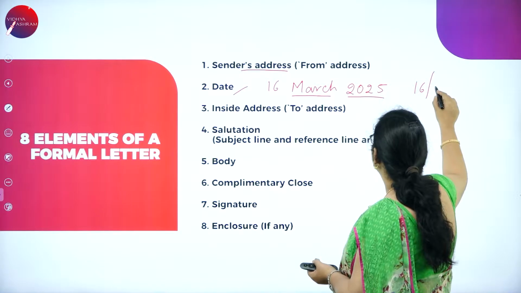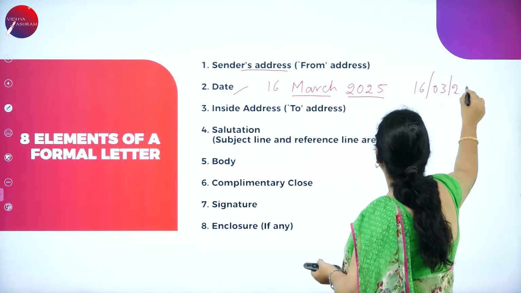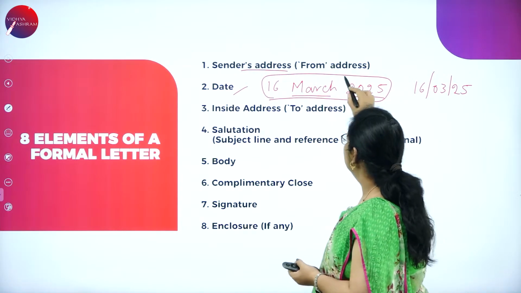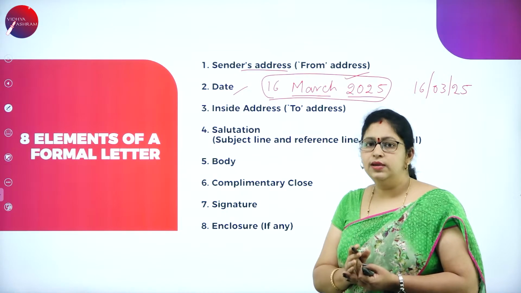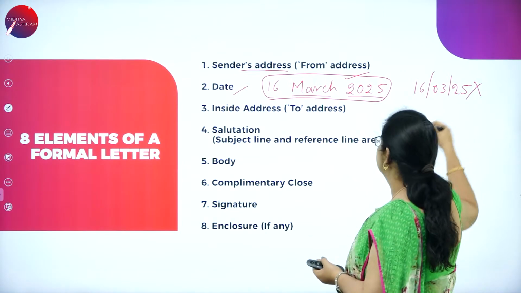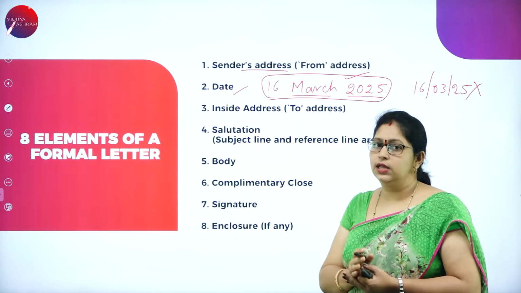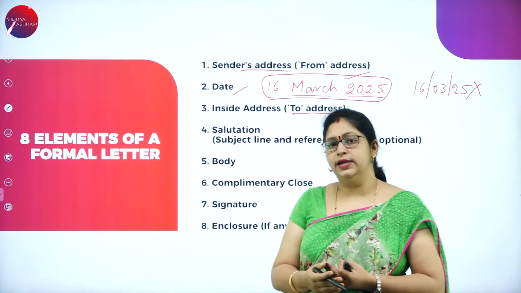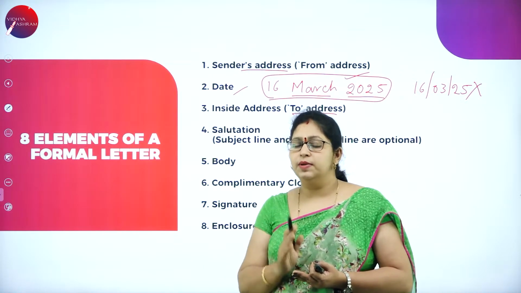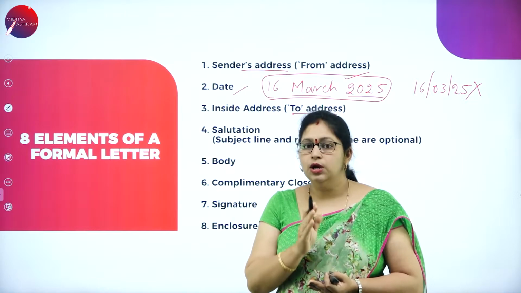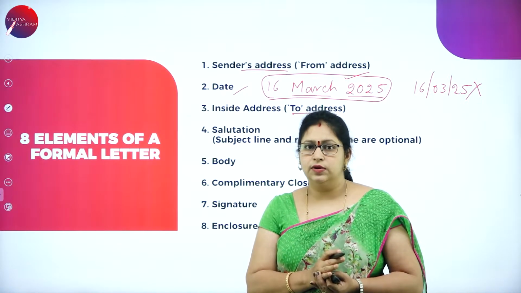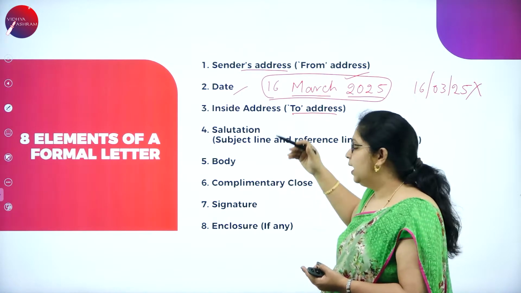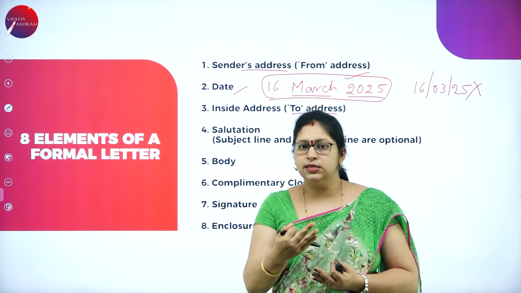You write the date like this, 16/3/25. It is ideal if you write this. This is the ideal date to be written. Don't follow the other formats. Follow this format while writing the formal letter. Then inside address, that is to address, to whom you are writing. There also in formal letters, remember you must write the designation of the person to whom you are writing. Again, address in 3 lines is ideal.